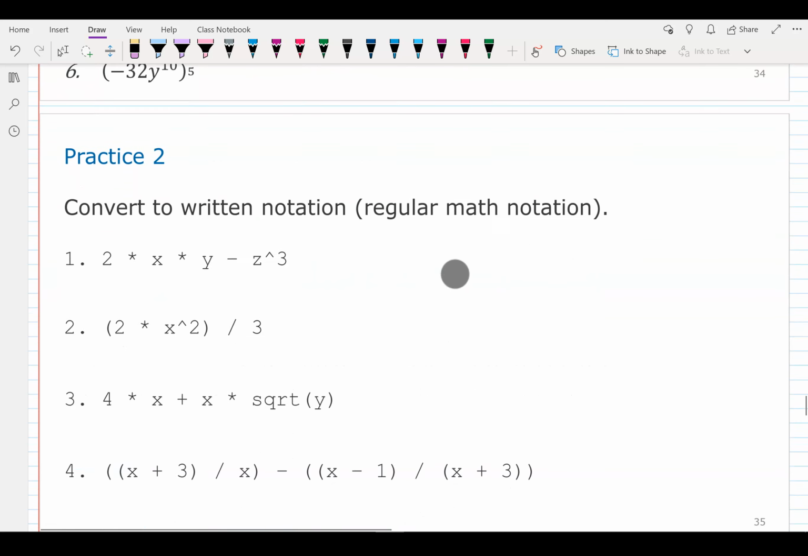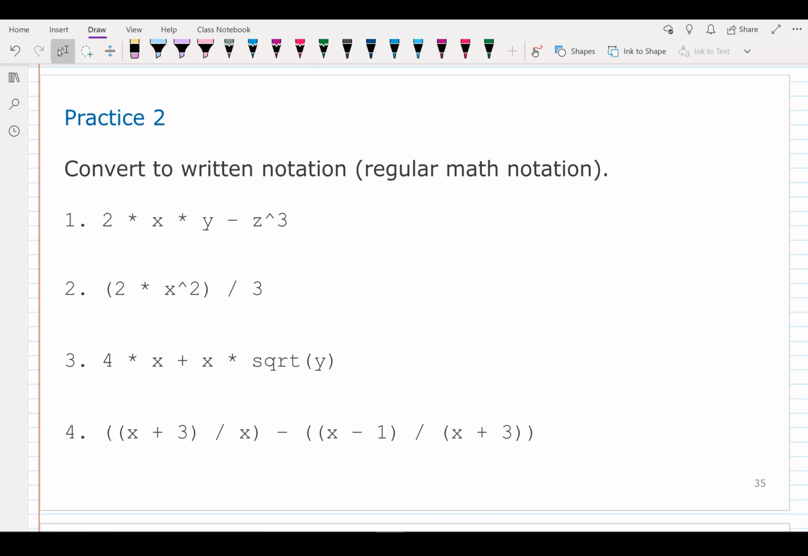The next practice is just writing in written notation, and that means converting back to regular notation. And you can check these in Wolfram Alpha as well. But let's just see if we can do the first one. 2 times x times y minus z power 3. So that's just 2x, y minus z power 3.